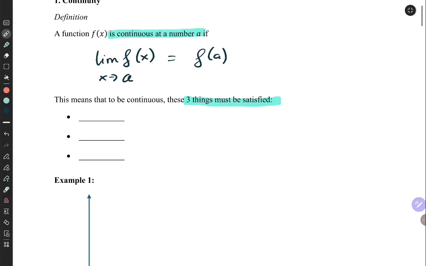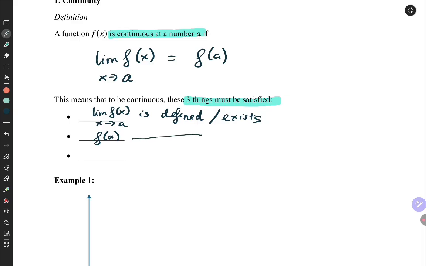So that's continuous. And to satisfy this condition, there are 3 things that must be satisfied. First, the left hand side, the limit of f of x as x approaches a, is defined, aka exists, right? Okay, exists or is defined. And then the right hand side, f of a, is also defined and exists, the same thing. And the third thing, left hand side and right hand side have to be equal to each other.